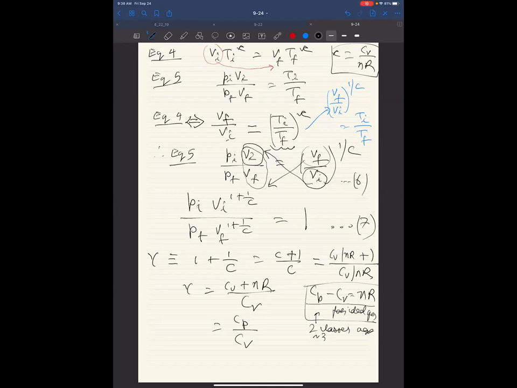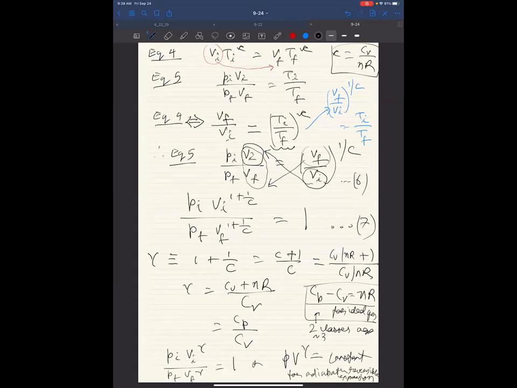So in other words, we have just showed that Pi Vi to the power gamma by Pf Vf to the power gamma is equal to 1 for an ideal gas doing adiabatic expansion or compression, or PV to the power gamma is equal to constant for adiabatic reversible expansion.